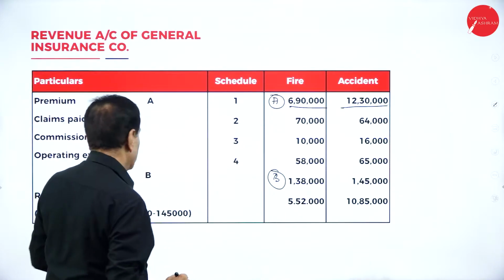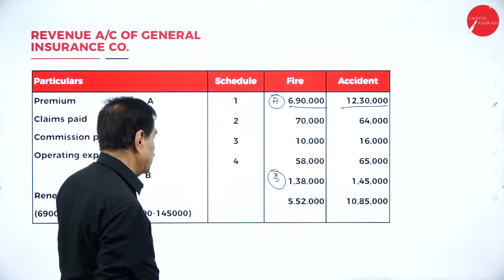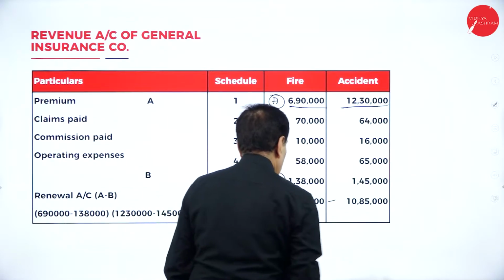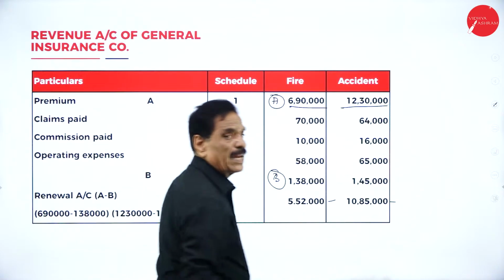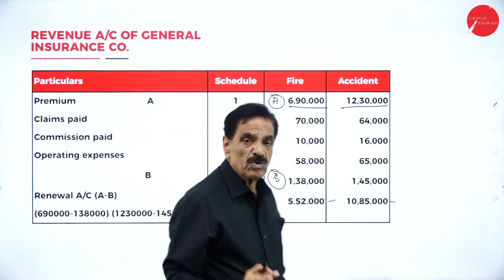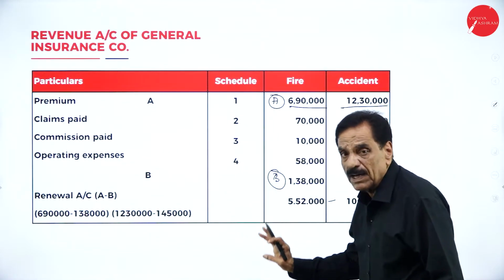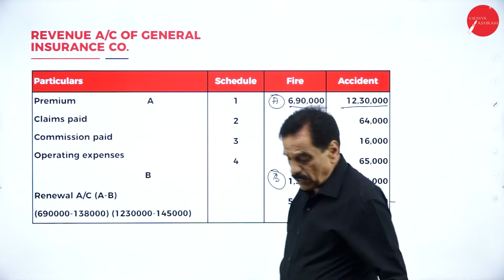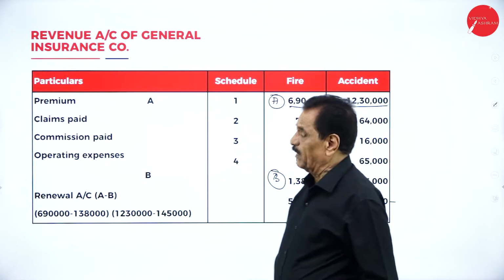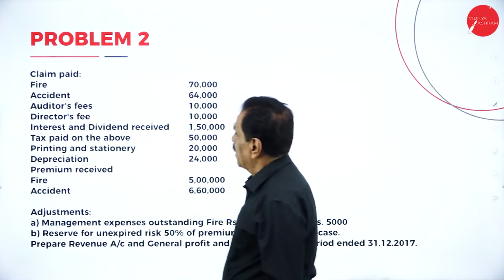A minus B: 6 lakh 90,000 minus 1 lakh 38,000 comes to 5 lakh 52,000, and it comes to 10 lakh 85,000. If they ask only for the revenue account, it will stop here. If somebody asks for a profit and loss account, we can carry on to that. So I will repeat once again how the problem goes.